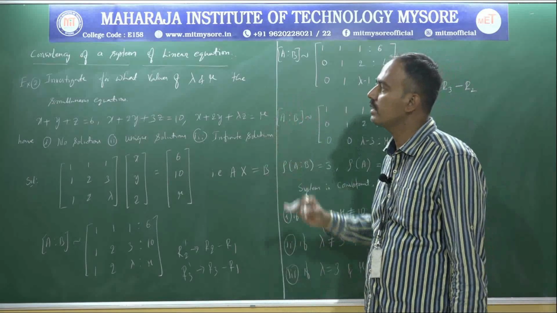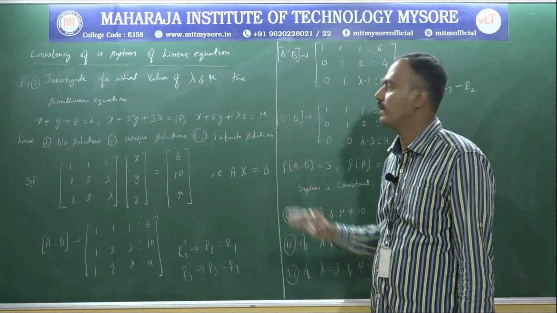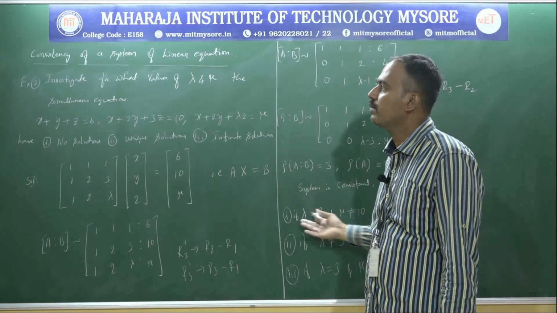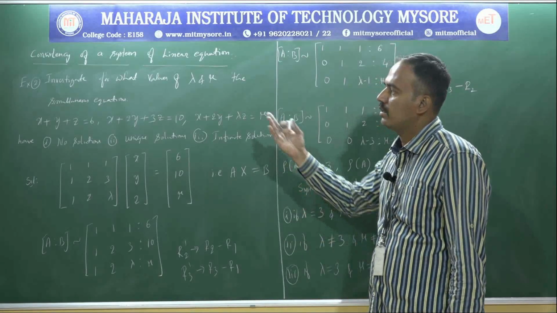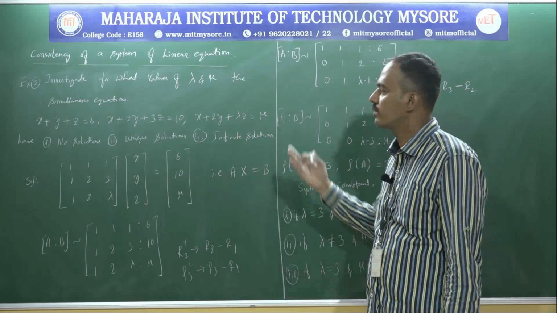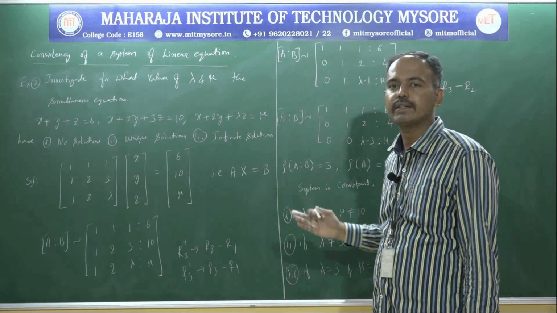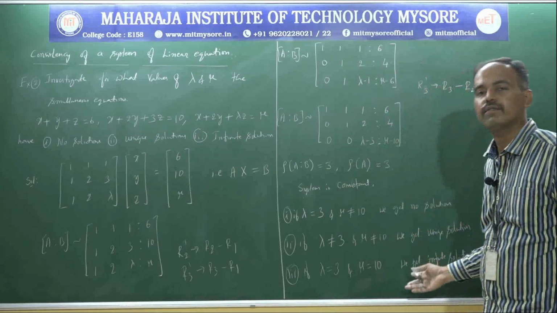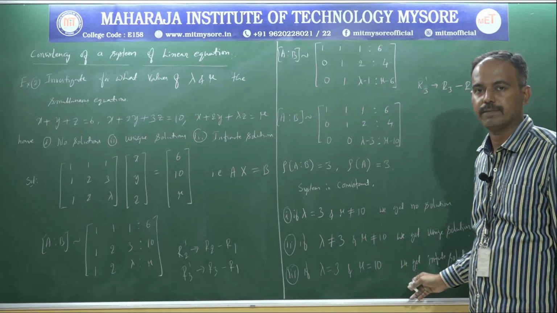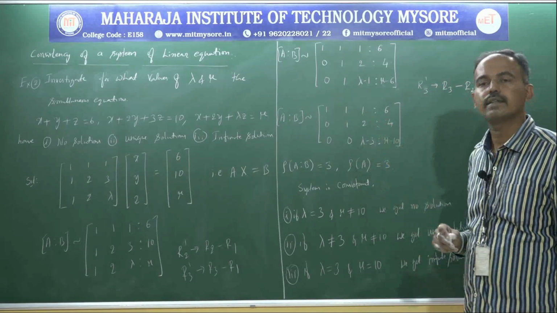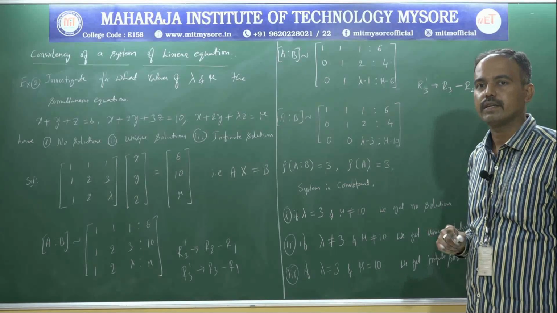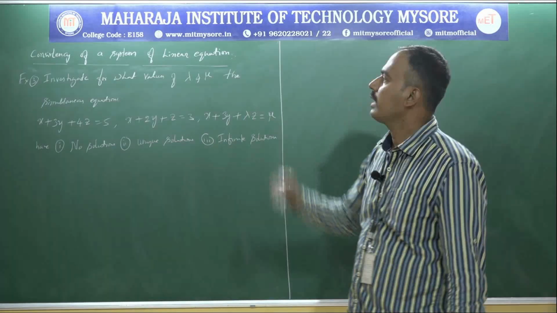Now we can investigate for what values of lambda and mu the given system of equations gives no solutions, unique solutions, or infinite solutions, in the particular form. That is the important thing here. Next we can discuss another example.